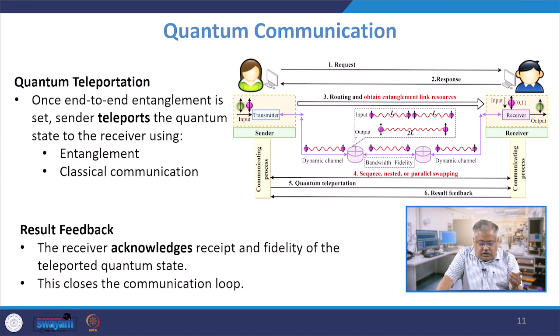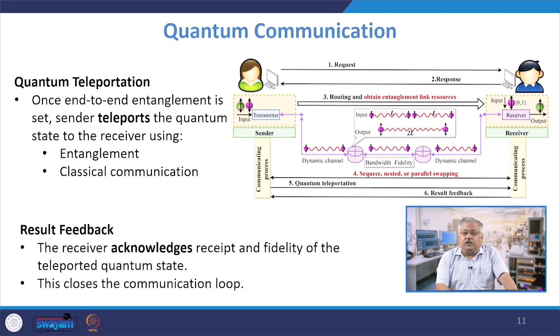If you look at quantum teleportation, once end-to-end entanglement is set, which means from the sender to the receiver, the whole network is entangled, and you know very well that the entanglement has been properly done. You just need to teleport the quantum state to the receiver, either using entanglement theory or classical communication. Obviously, classical communication is a state we already know, but you can also do it via nested or swapped entanglement.